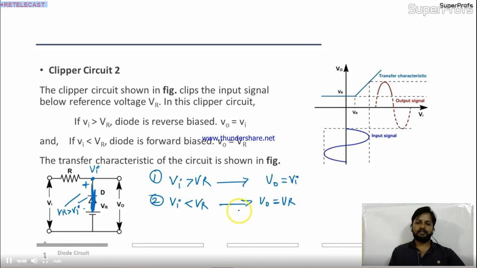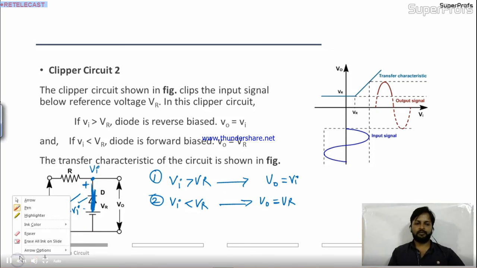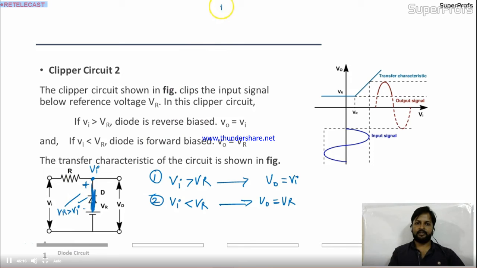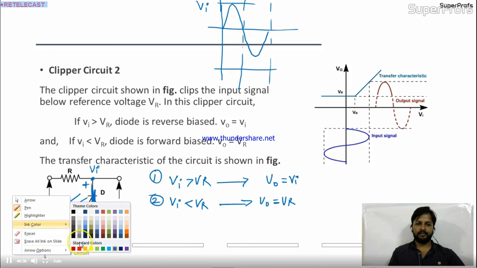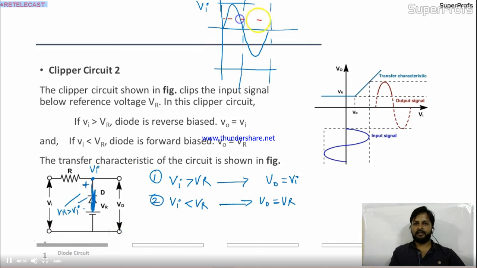now we have to draw the output. These are the two conditions for me to draw the output. Now I'll draw the output over here. Let's take the input waveform. This is Vi. Okay, fine. Here I'll draw the output. Let's take Vr given over here, and Vr is given positive. I'll draw Vr constant.